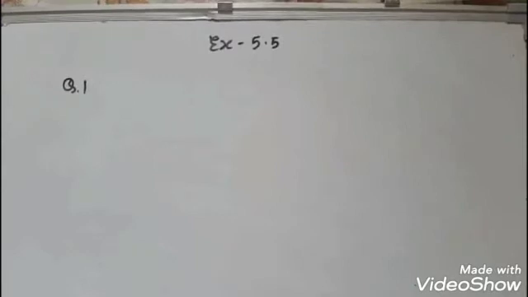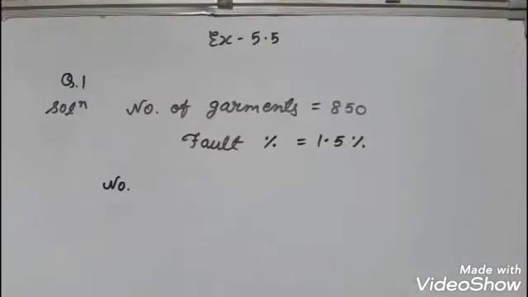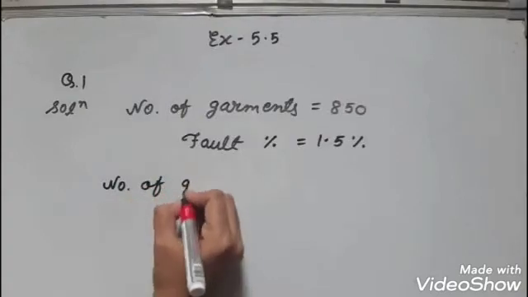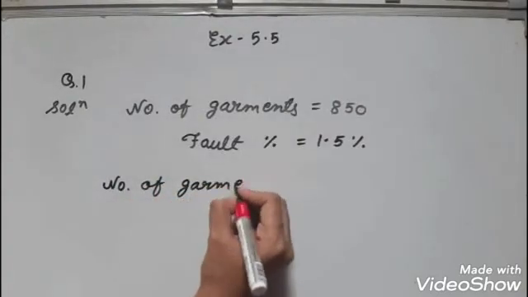Now we are starting exercise 5.5. Question number 1. I am reading the question. A factory estimates that 1.5% of all the garments it produces will have a fault in them. In 1 week, the factory produces 850 garments. How many are likely to have faults? So in the question, we have number of garments and percentage of faults in garments. So what is to find? We have to find number of garments which have faults in them.